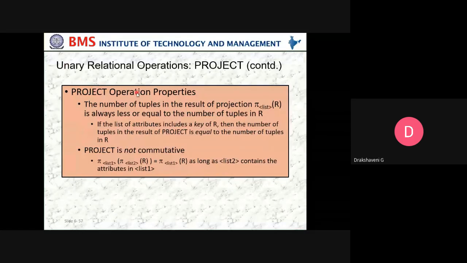So then, project operation properties: the number of tuples in the result of the operation pi, list, and R, is always less than or equal to the number of tuples in R. If the list of attributes includes a key of R, then the number of tuples in the result of projection is equal to the number of tuples in R. Project is not commutative, that is pi list 1 of pi list 2 of R equals pi list 1 of R, as long as list 2 contains the attributes in list 1.